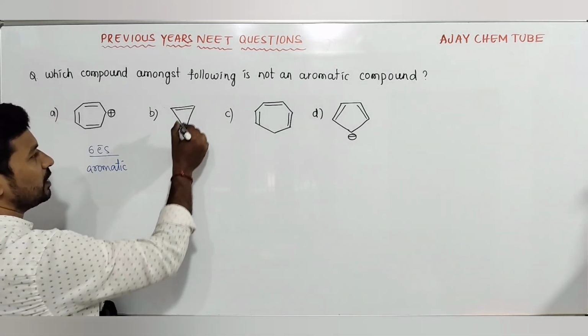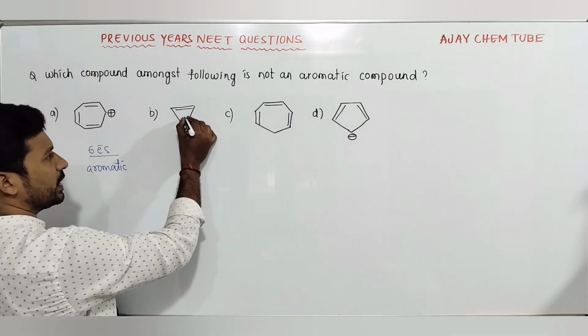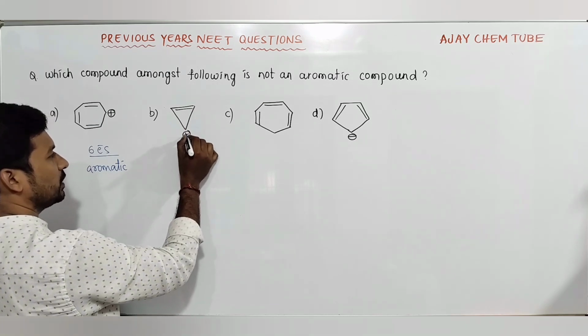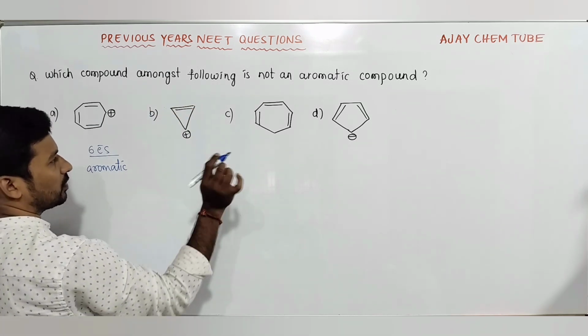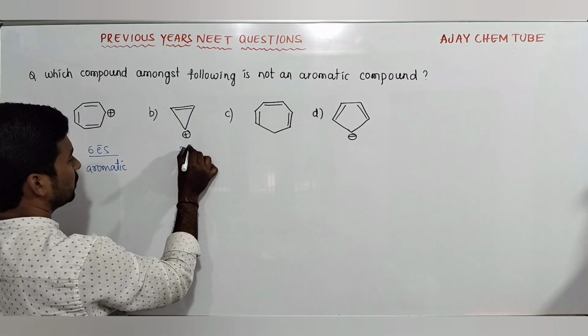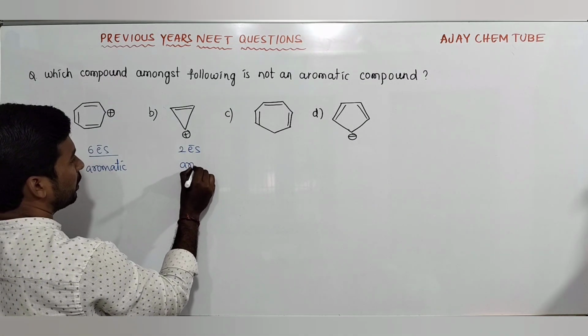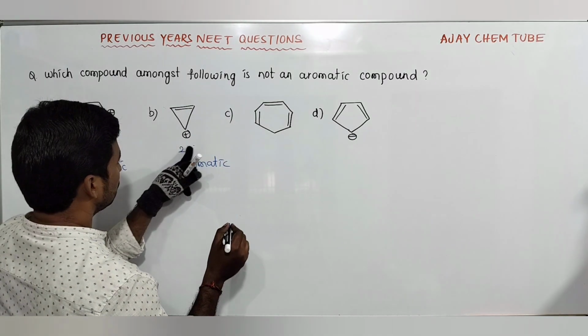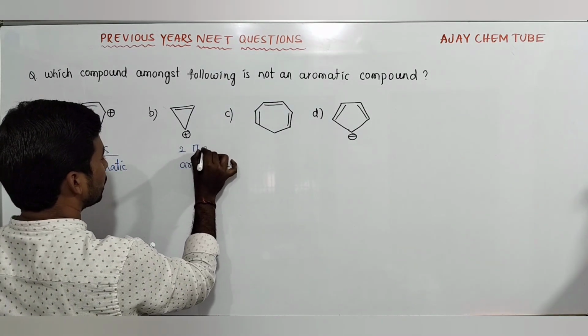Here, how many pi electrons? 2 pi electrons in delocalization. Double bond, single bond, positive charge, single bond, double bond. Conjugation with only 2 pi electrons. 2 pi electrons in conjugation means this is also aromatic.